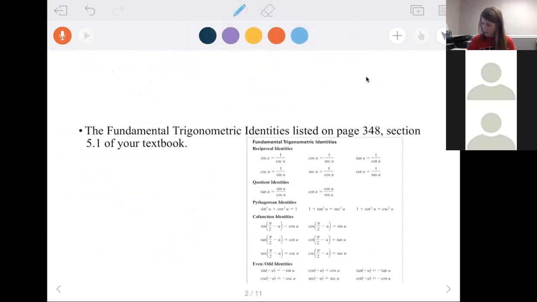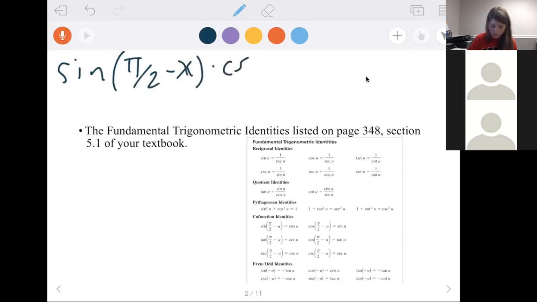So for this one, we are supposed to simplify. Make sure I get this right here, that I copied it correctly. Cotangent of x minus cosecant squared of x. Oh, sorry guys, wrong one here. Let me back up. We will do that one in a second. The one I want us to look at with cofunction is sine of pi over 2 minus x times the cosecant of x.